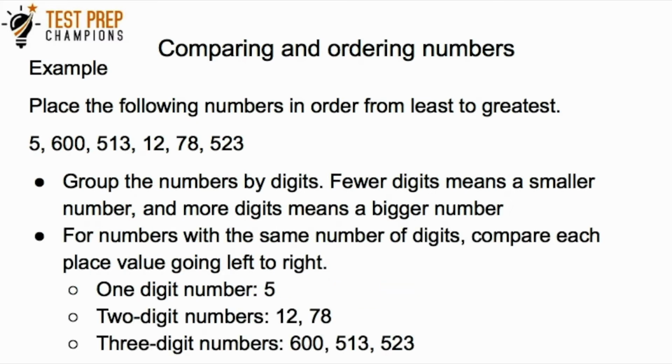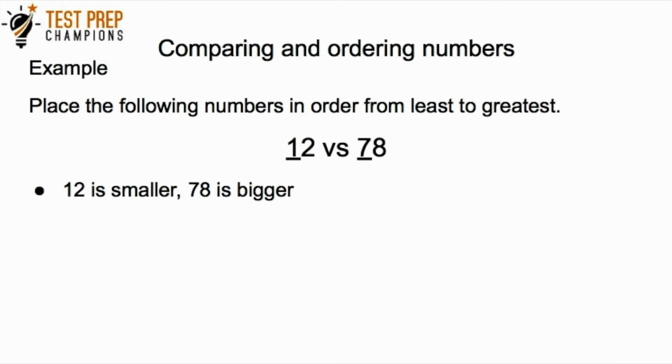Okay, and then for the numbers with the same number of digits, you want to compare each place value going left to right. So let's look at 12 versus 78. We want to go left to right here. So we'll look at 1 versus 7. Okay, 1 is smaller than 7, so therefore 12 must be a smaller number than 78. So that's one way to do this.